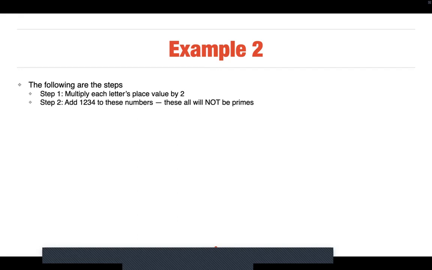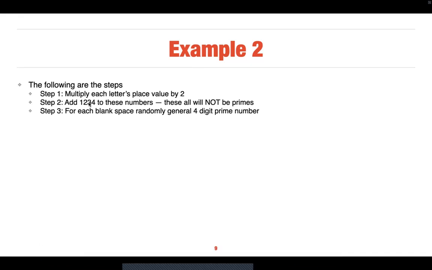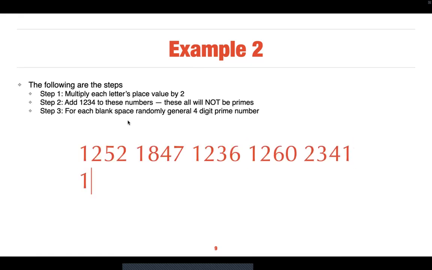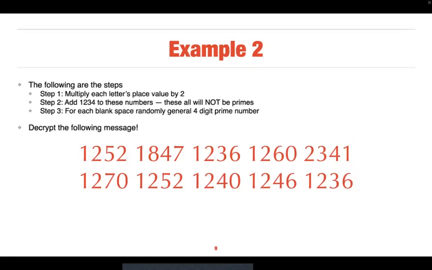Then for each blank space, randomly generate a 4-digit prime number. So in the sentence, if we get a space, we will generate a random prime number, and all other letters' encrypted values will not be prime numbers. So that is the algorithm which we are using. So this is the encrypted string.